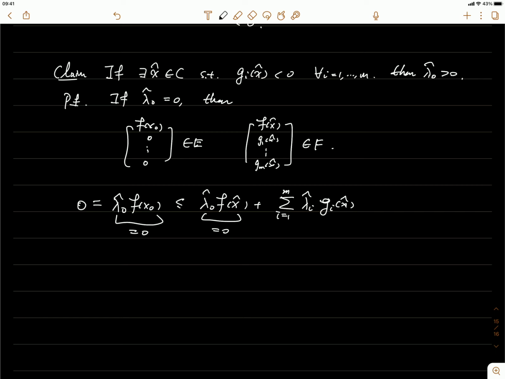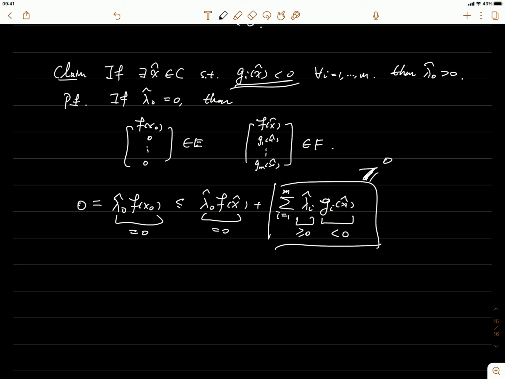But remember that the x hat makes all of these g_i less than 0, so this will be less than 0. And as I said, the right-hand side must be greater than or equal to 0. And now we have this whole thing greater than or equal to 0. But remember that each term of this is less than or equal to 0. So to make this hold, we have to make sure that every one of these is 0, because otherwise, if one of these lambdas is positive, then the product of the two is strictly less than 0.